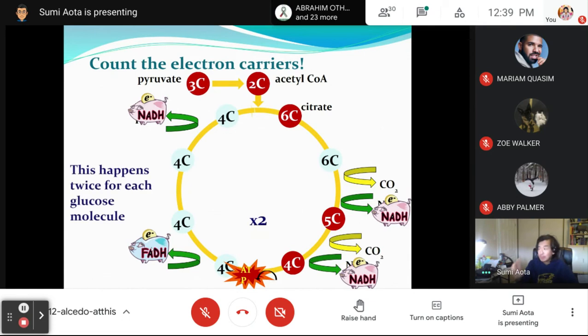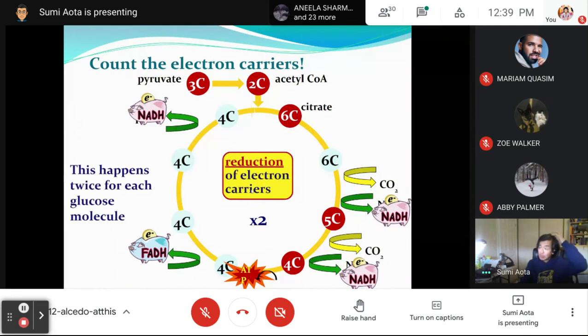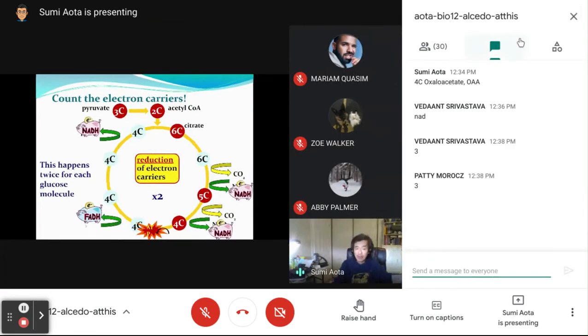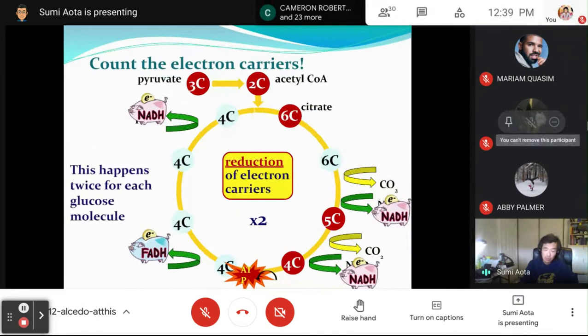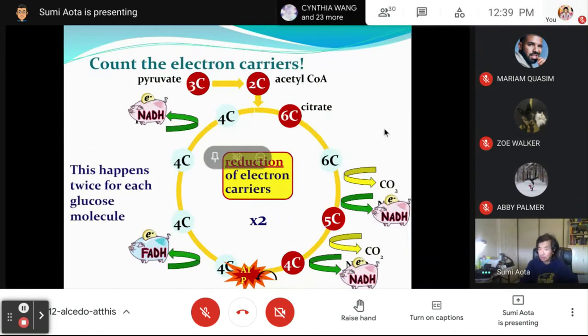But because it's a glucose molecule, this happens twice. So we reduce electron carriers. The total amount of NADH produced is 8. The total amount of FADH2 is 2. And the total amount of ATP is 2. Okay? So remember your numbers.